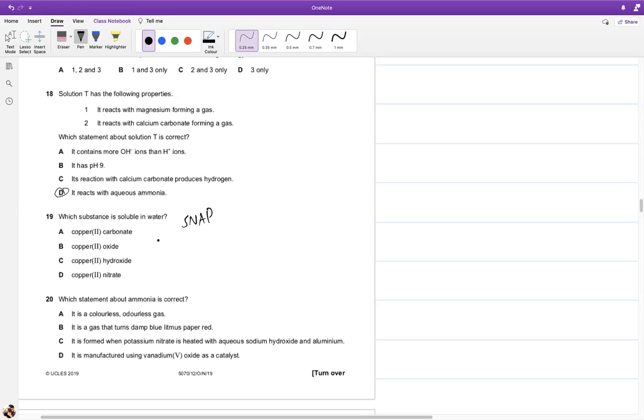Okay. So for copper, what is going to be soluble? Snap. Copper nitrate is soluble. Copper 2 nitrate, in fact.